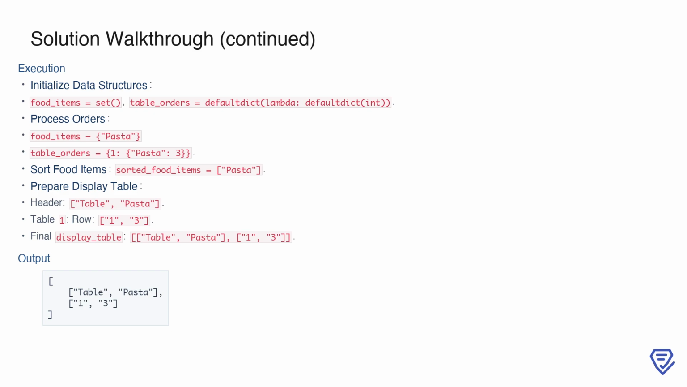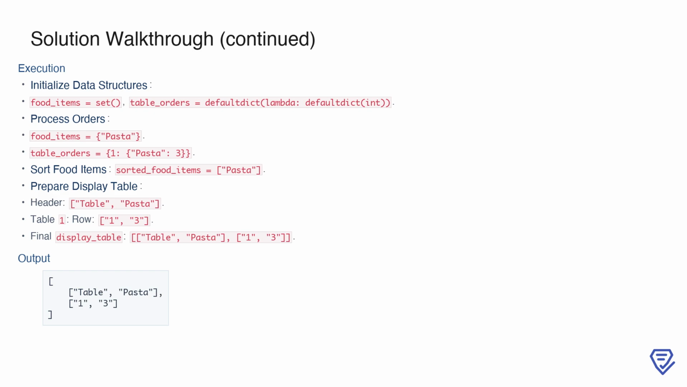In this simpler example, there is only one table, and all orders are for the same food item, pasta. We follow the same steps as before. First, we initialize food_items as an empty set and table_orders as a nested default dict. As we process the orders, we add pasta to food_items and update the count for table 1 in table_orders. Since all orders are for pasta at table 1, food_items ends up with just one item, pasta, and table_orders shows that table 1 has 3 orders of pasta.